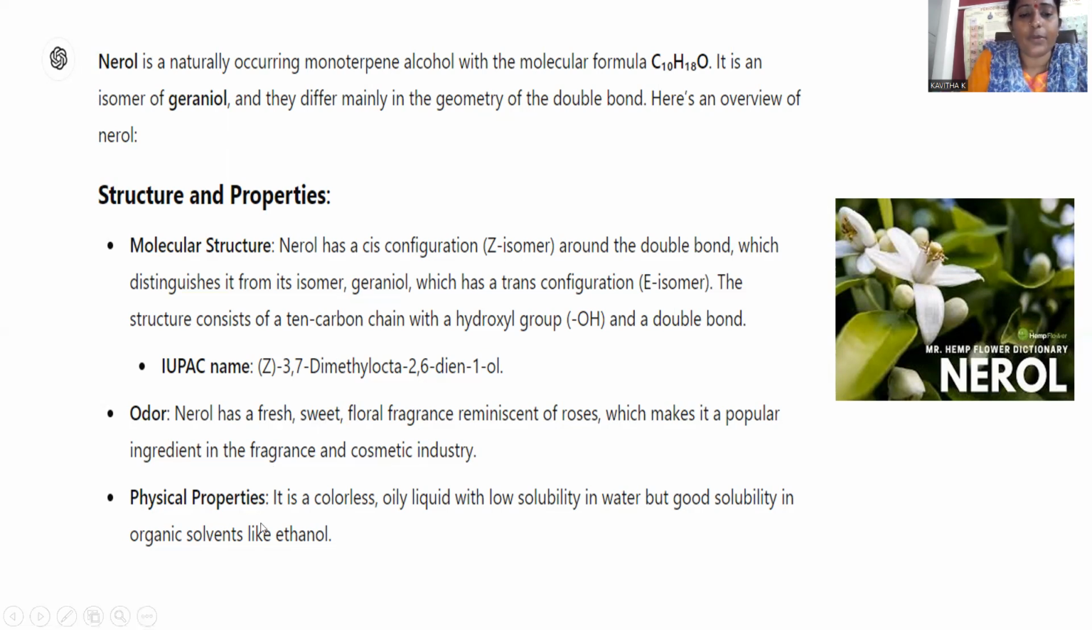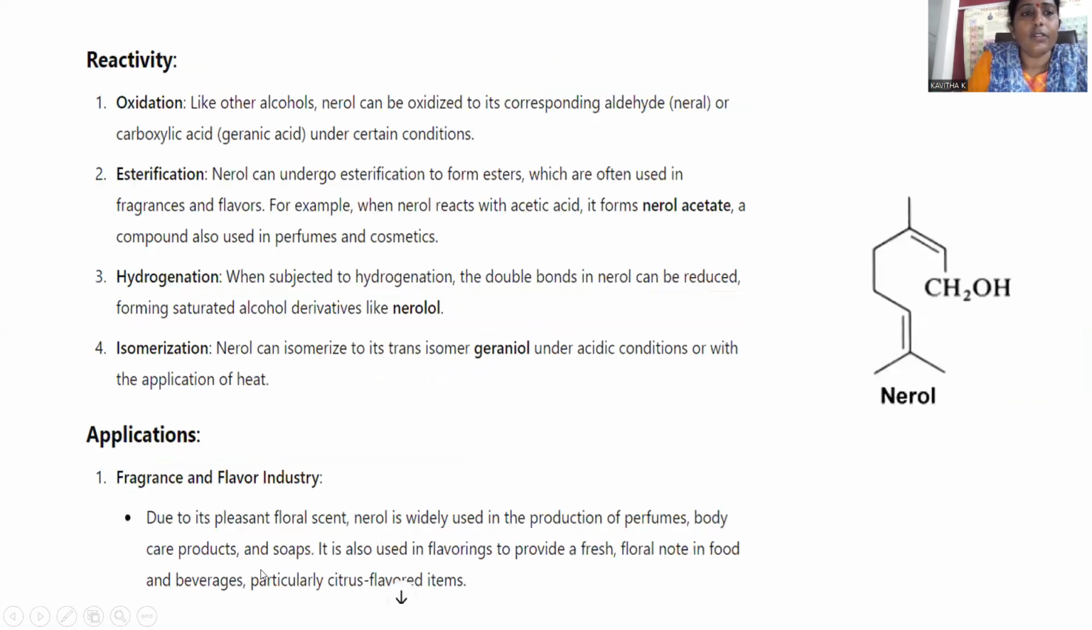Physical properties: it is a colorless, oily liquid. All terpenes are called essential oils, so it is a kind of oily liquid. It has low solubility in water. Oils are obviously water insoluble, so you can notice low solubility, but good solubility in organic solvents. If we add an organic solvent like ethanol, it will be soluble. This is the way nerol behaves.